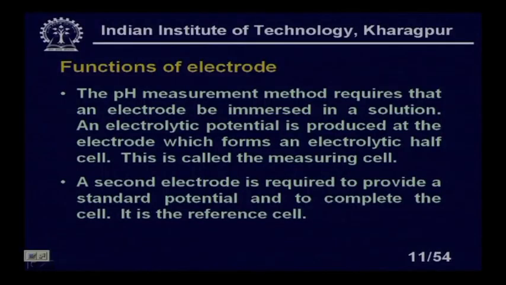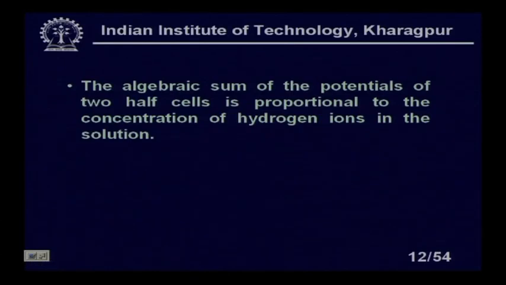A second electrode is required to provide a standard potential and to complete the cell, it is the reference cell, right. The algebraic sum of the potentials of the two half cells is proportional to the concentration of the hydrogen ions in the solution. Actually, we want the two voltages to be algebraically added, and we will get the value of the pH, right.